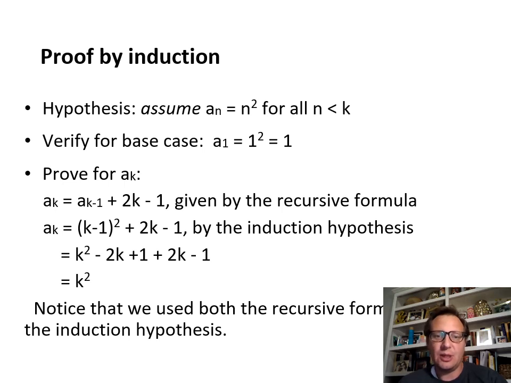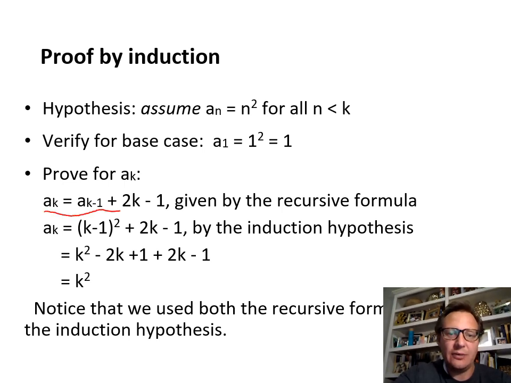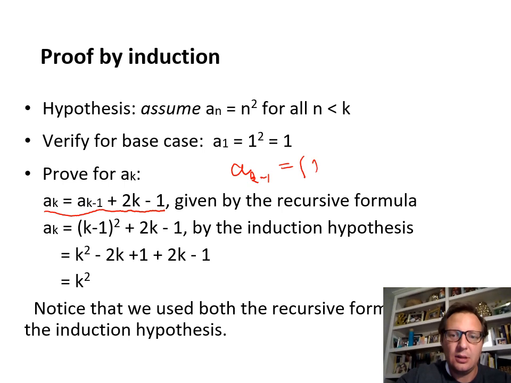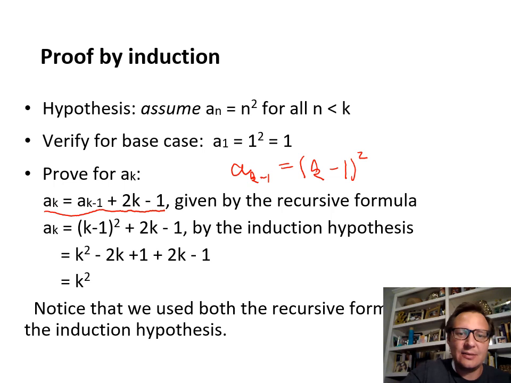So from the recursive formula, we know that a of k is equal to a of k minus 1 plus 2k minus 1. And then from our induction hypothesis, which states that, as a reminder, a of k minus 1 is equal to k minus 1 squared, we can plug this in here, and we get that a of k is equal to k minus 1 squared plus 2k minus 1.